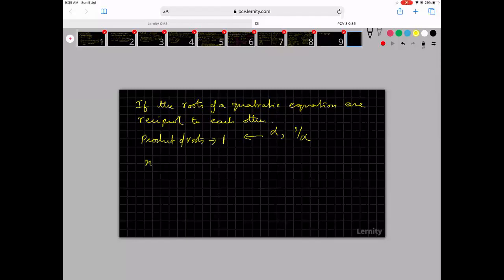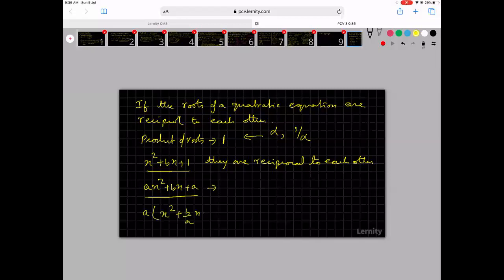So if I have an equation x square plus bx plus 1, what can you say about the nature of roots? They are reciprocal to each other. What can you say about this, ax square plus bx plus a? Now I can take a common. Now if I take a common, I'll get x square plus b by a x plus 1. That means now the roots will be reciprocal to each other.